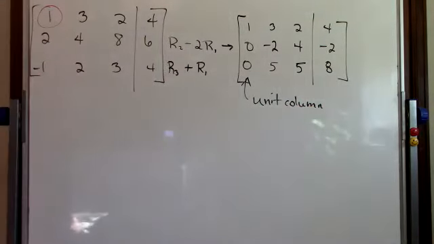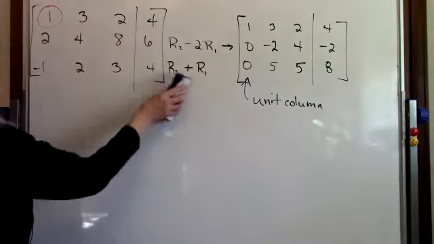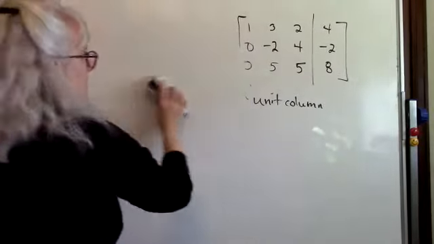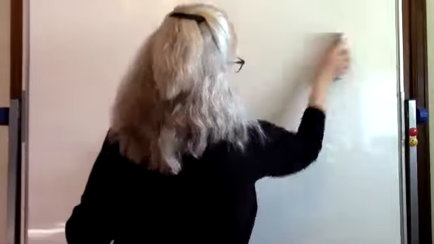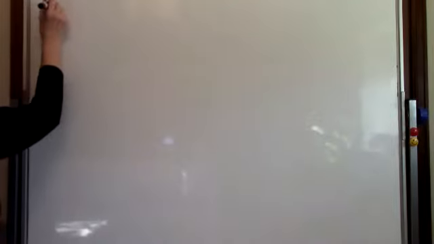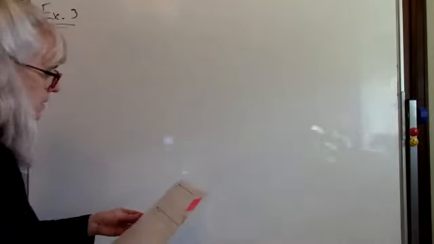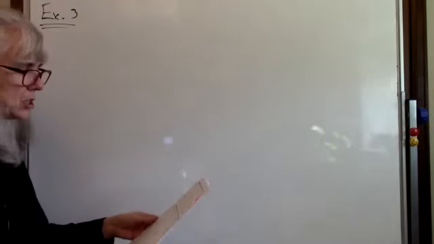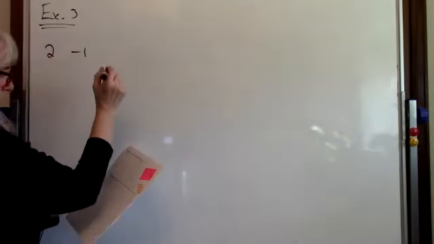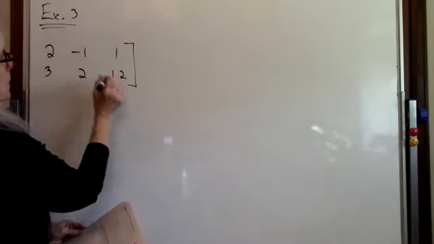So now I think we're ready to actually come in and do an actual complete problem using Gauss-Jordan. So this is example 3. The directions, and these are the directions from the homework. It says, given the augmented matrix, use the Gauss-Jordan elimination method to place the matrix in row reduced form. So we have 2, negative 1, and 1, 3, 2, 12.